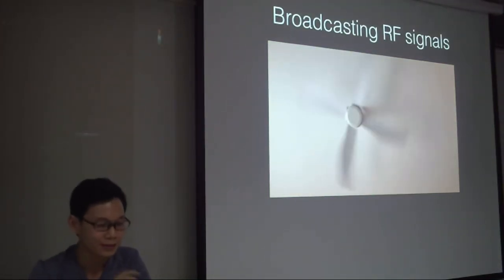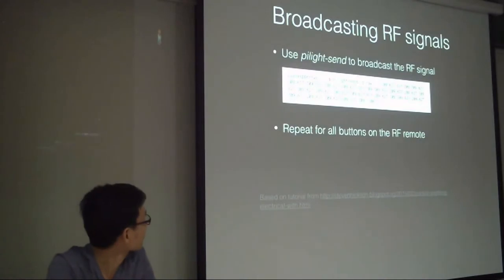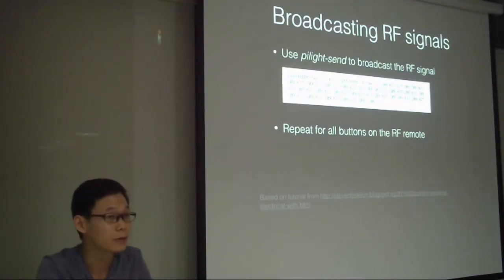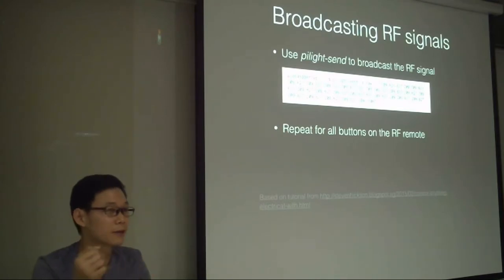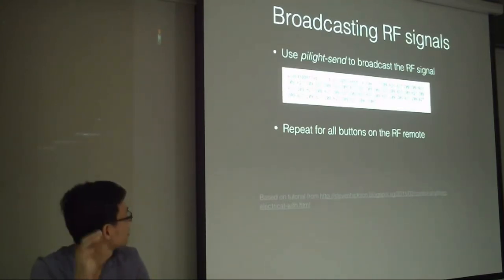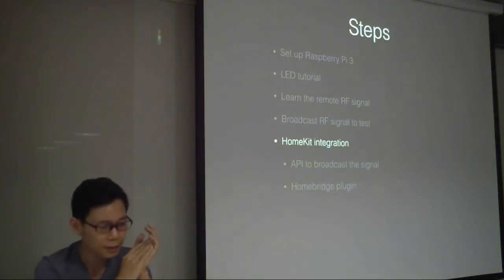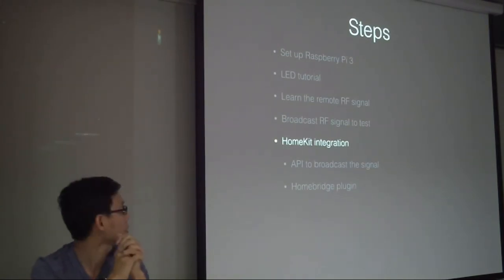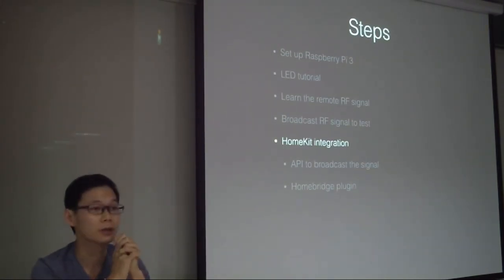So I repeat it for both remotes and all the buttons on the remote to turn it off and high, low, and medium. So now that I can control the fan with the command line, I can start working on HomeKit integration.